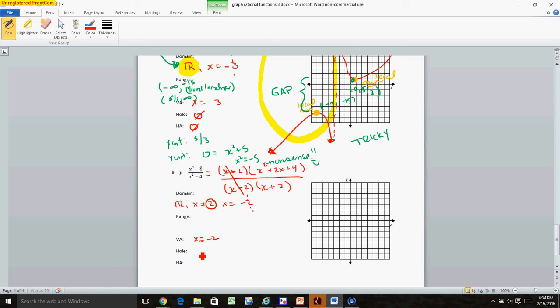Right, exactly. But now we can plug in the hole. And the hole is at 2 comma what? You're plugging 2 in.